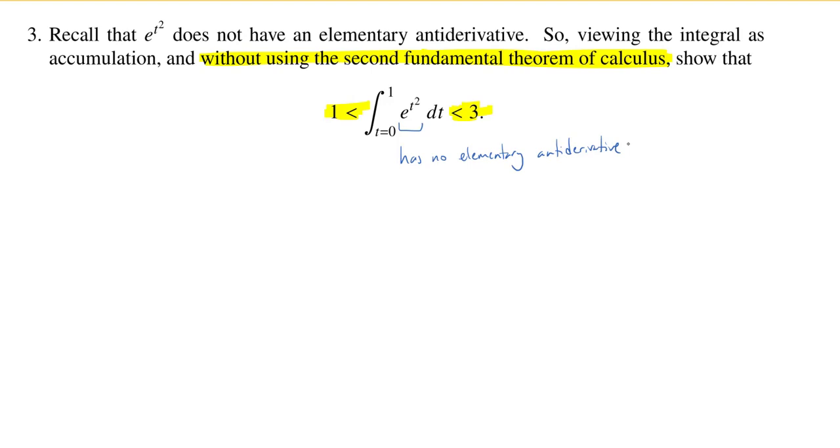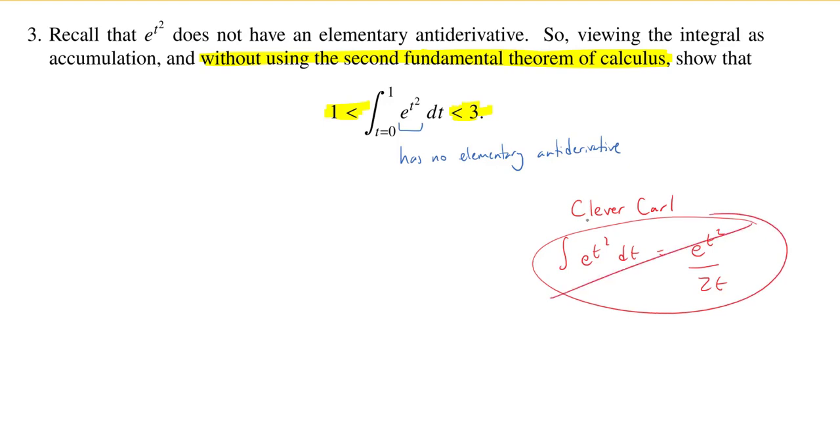Okay. Clever Carl, right? Our good old friend, Clever Carl, he thinks there is one. He looks at e to the t squared and says, I can integrate that. I'm going to guess it's e to the t squared. Oh, that doesn't work. When you take a derivative, the chain rule gives you an extra 2t, so I'm going to divide by 2t to compensate. Okay, this does not work. How do you know it doesn't work? You just check. How would you check? Well, if this is really an antiderivative, then you could take the derivative and get e to the t squared.